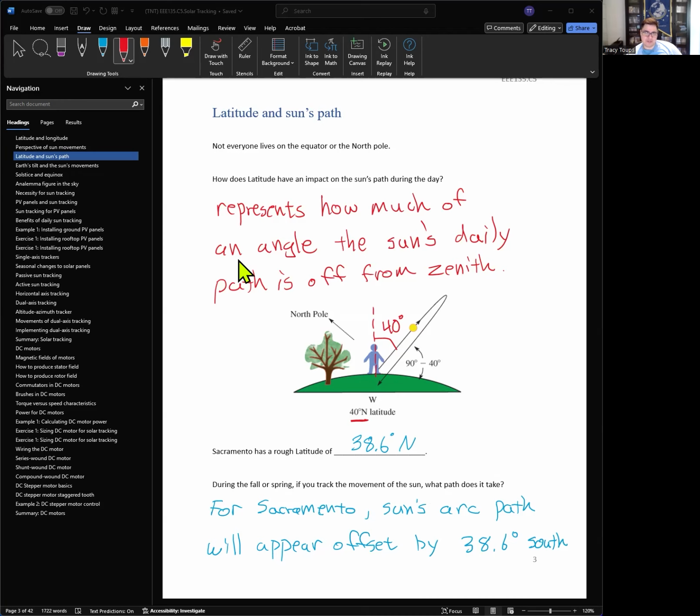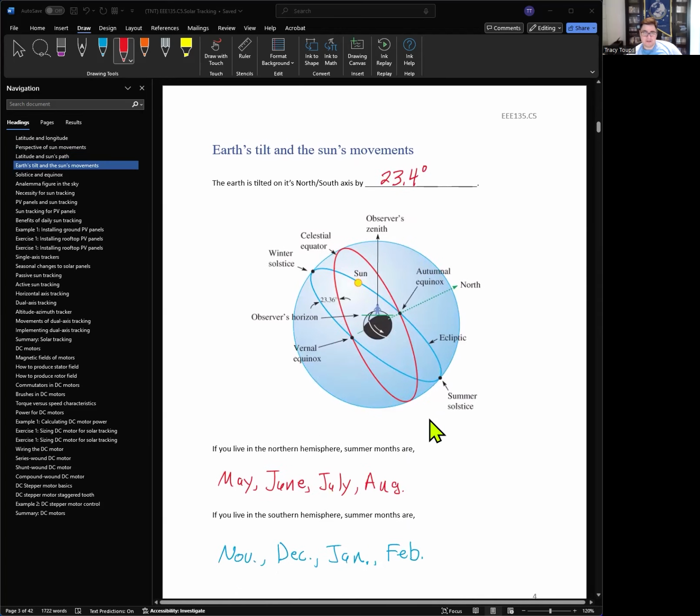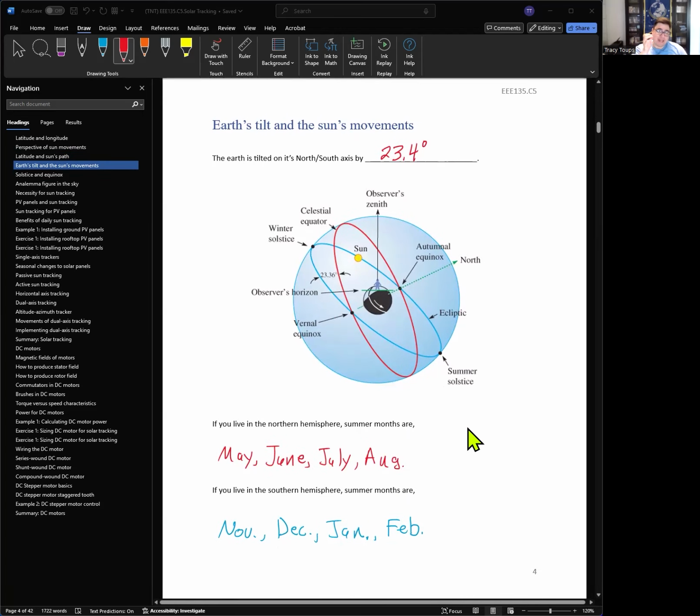So that's why latitude is so important. This number really helps us in determining where the sun travels in the sky. Okay. Now, that's just relative to where we are on the Earth. There's another component of the sun's travel path, and that's the Earth's tilt. So you remember, somewhere in primary school, you learned that the Earth is tilted on its north-south axis by 23.4 degrees. So it does spin, but it's not spinning completely perpendicular, it's spinning at a tilt.